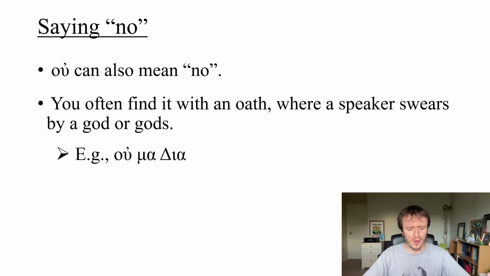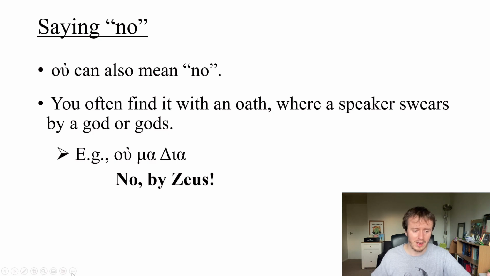So for example, you often see the phrase ou ma dia. Ou ma dia means no by Zeus. Ou means no, and the word ma means by, and dia is the accusative of Zeus. Zeus's name in the nominative is Zeus, but in the accusative it is dia. He has an irregular name, which we shall talk about later on. But essentially the word ma, meaning by, to indicate the person you're swearing by, takes that person in the accusative. Okay, so ma, meaning by, is followed by an accusative.